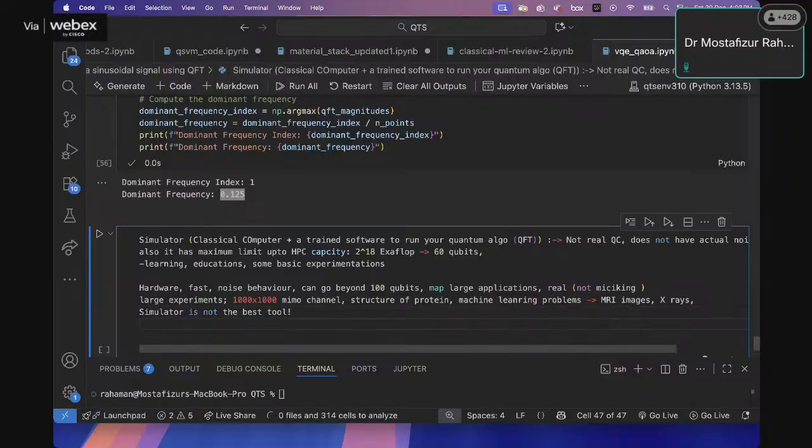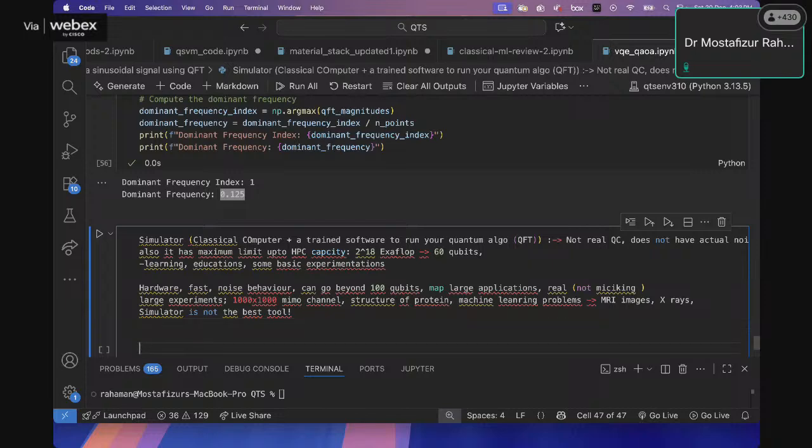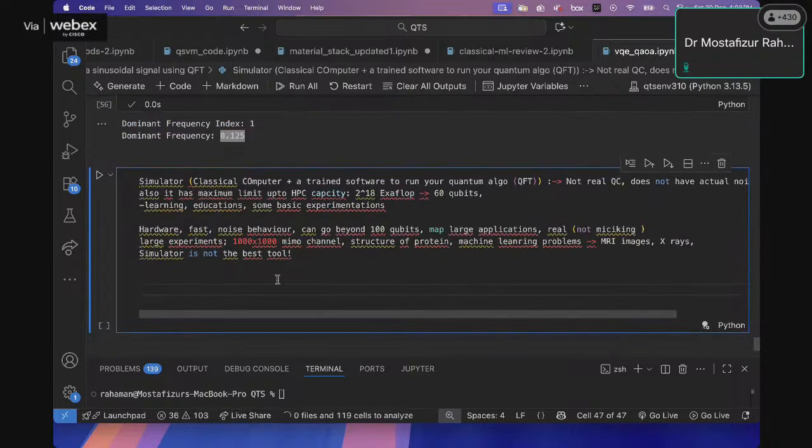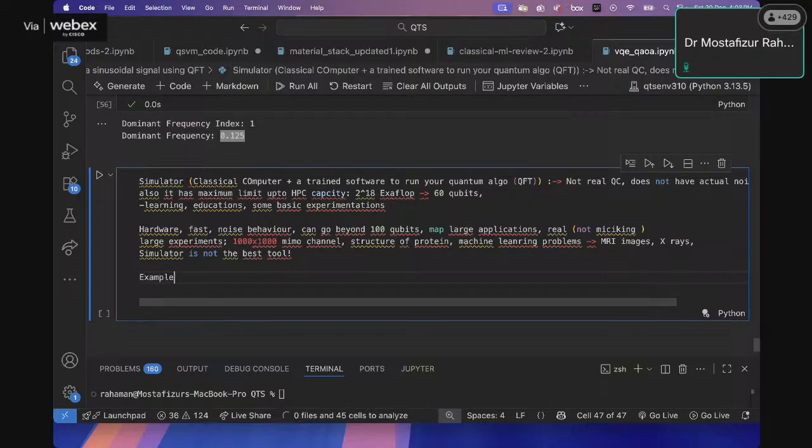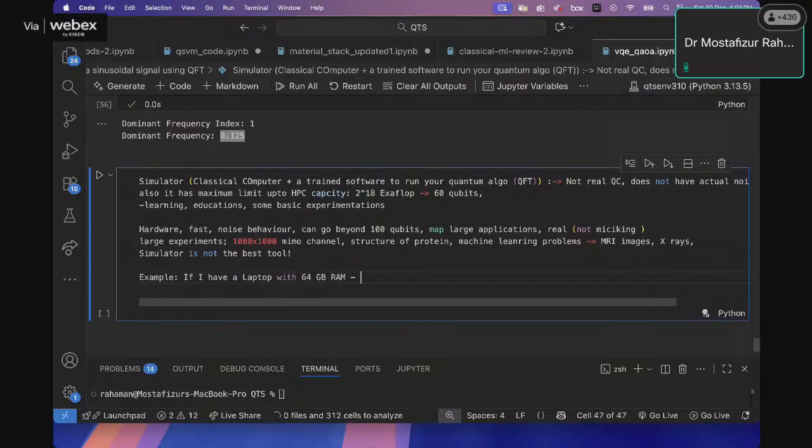Hope it clears up. Even 60 qubits may not be possible, because not everybody has an HPC, meaning the very big supercomputers. I'm giving you an example; this is not the true figure. If I have a laptop with 64 GB RAM, I can run up to 20 qubits. This is a rough figure.